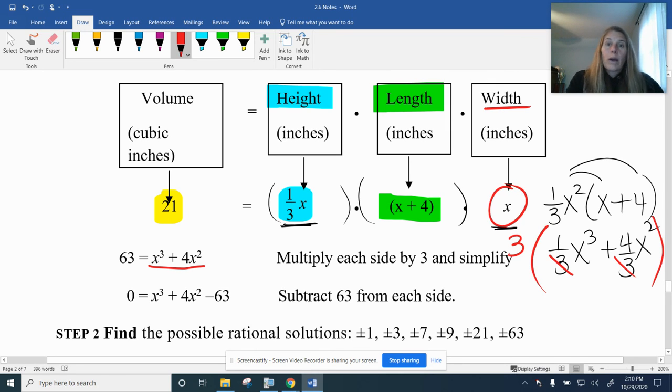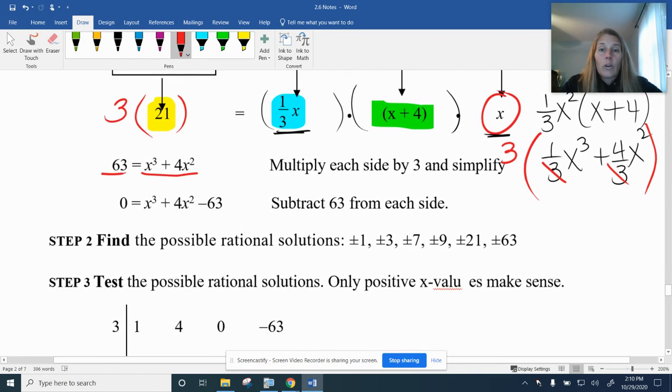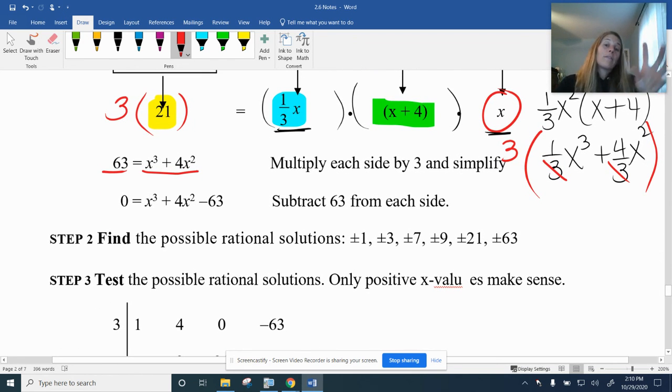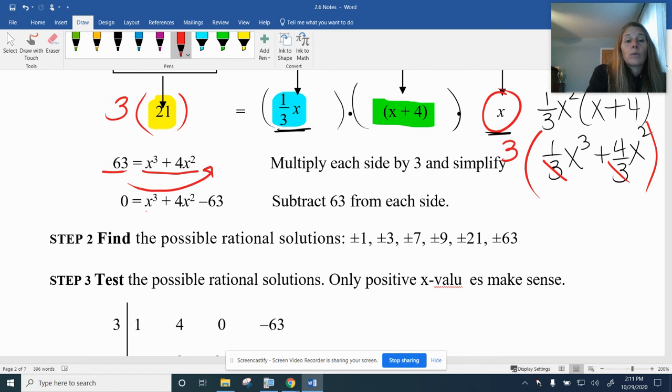But anytime you multiply one side of your equation, you have to do the same thing on the other side. And 3 times 21 is 63, and that's where that comes from. Now, anytime you have any type of polynomial equation, you want to get everything on one side of it, so you can factor it, use the quadratic formula, whatever method you're going to use. So we're moving that 63 over to the other side.